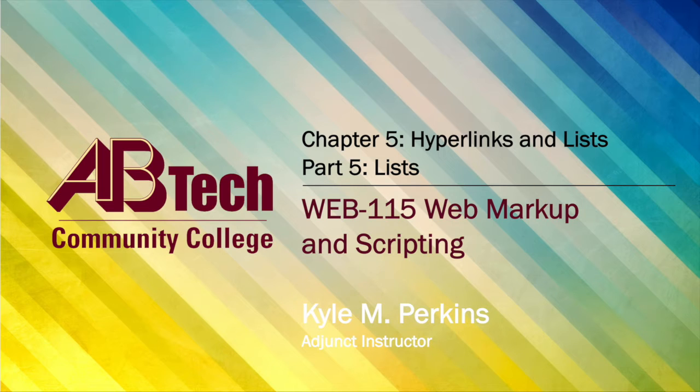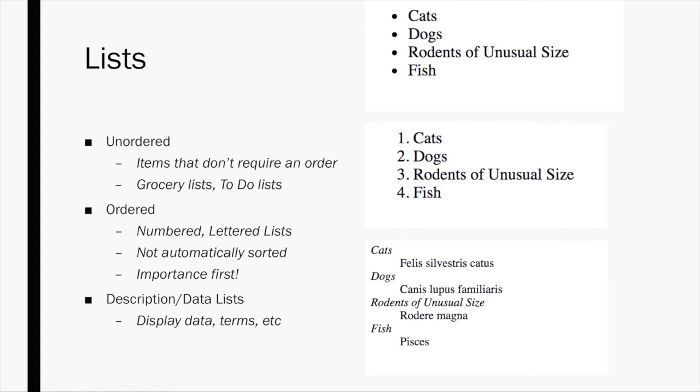Welcome back to Chapter 5 and the last video of Chapter 5. In this one we'll be wrapping things up with lists. First things first, we want to talk about what lists are. In HTML there are three different types of lists.